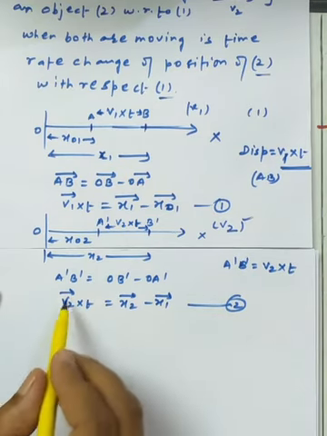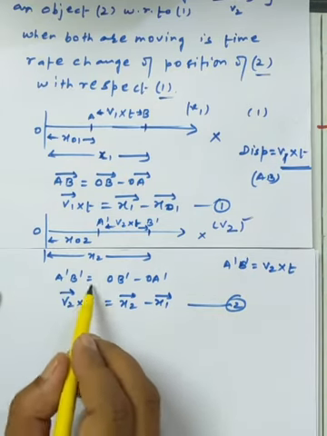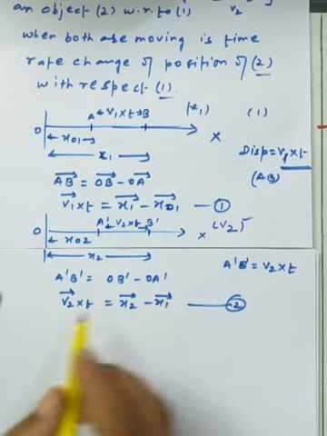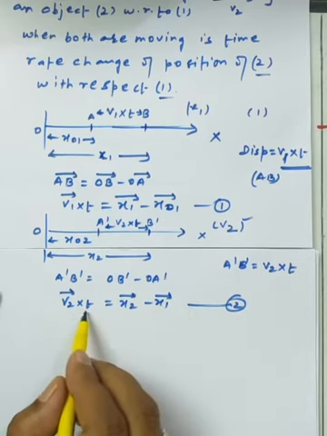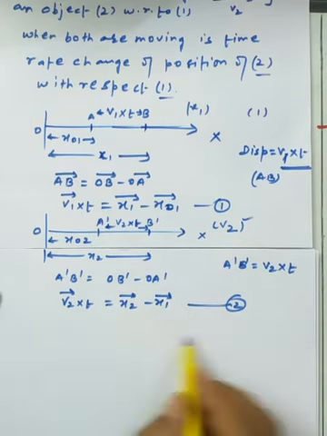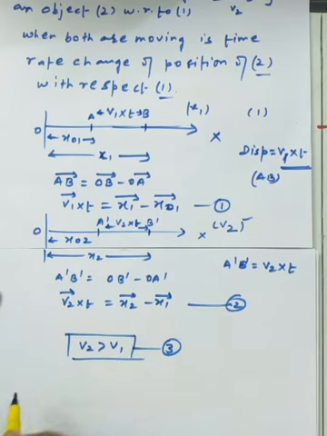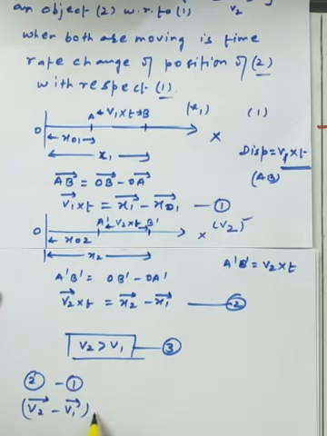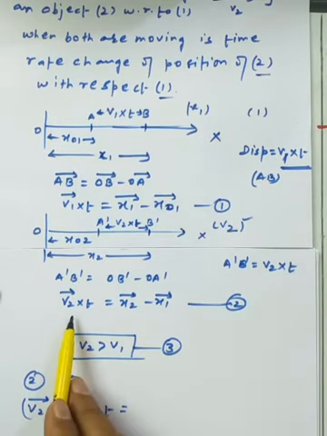So we get the displacement A dash B dash is equal to OB dash minus OA dash. So I am just using the concept v2 into t is equal to x2 minus x1. Here we are assuming that v2 is greater than v1. So we can go with equation 2 minus equation 1, and we get the vector v2 minus vector v1 into t. This is the left hand side.